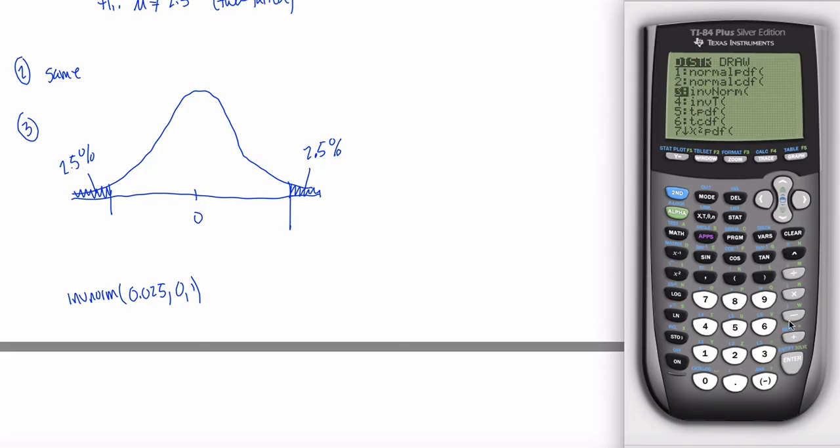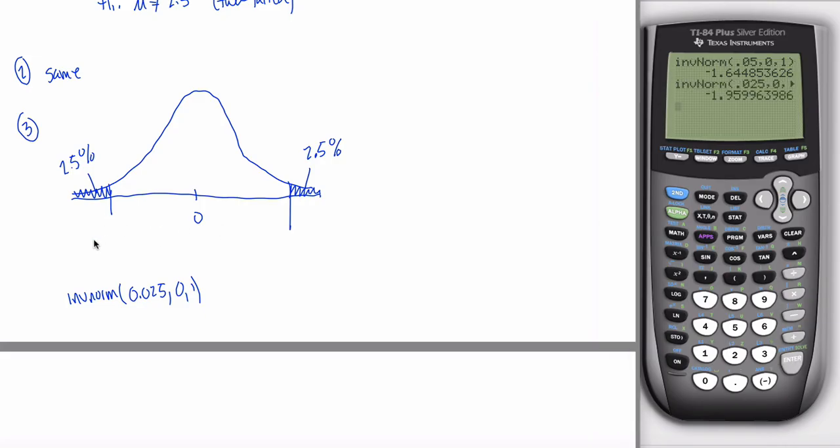In case you don't believe me, let me show you. Inverse norm, the area to the left is 0.025, and the center and the spread are 0 and 1 respectively. That gives me this negative 1.96. And you could do that exact same thing to find out this number. Inverse norm 0.975, I guess would be the area to the left here. Although if you're really clever, you might recognize that because of symmetry, if this is negative 1.96, this has to be positive 1.96. And then I go to my calculator to get my test statistics.